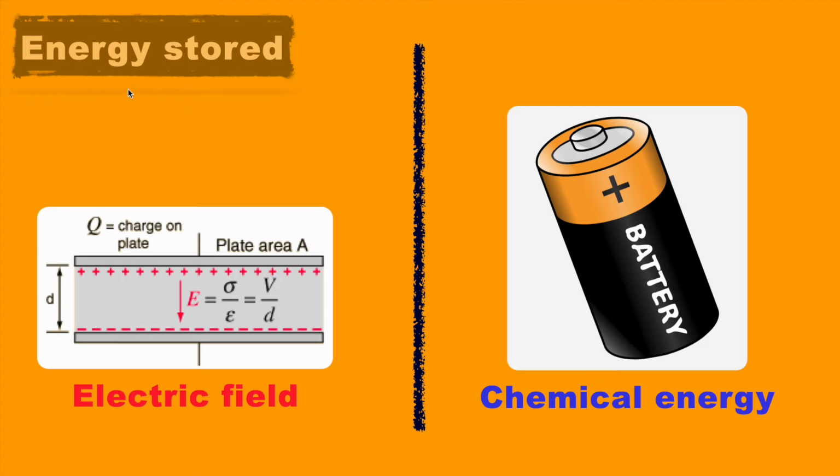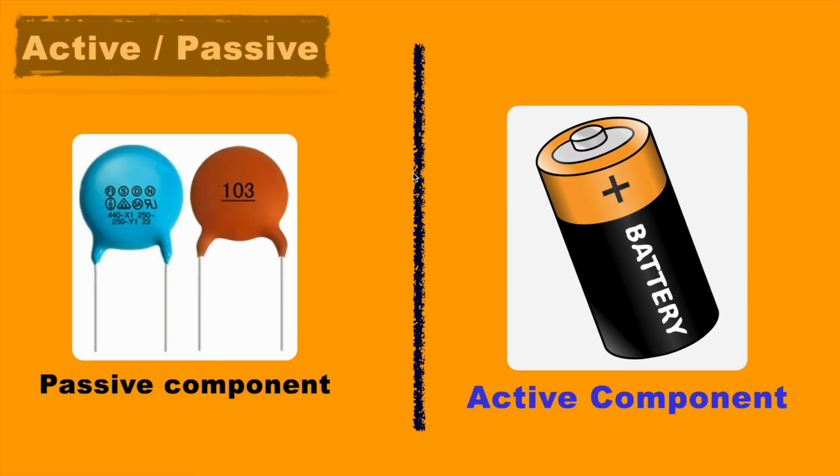Let's see that. First, the way energy is stored in the capacitor and the battery is different. The capacitor stores electrical energy in its electric field, while the battery stores electrical energy in the form of chemical energy. The second difference: a capacitor is a passive device, meaning it doesn't generate or enhance electrical energy, while a battery is an active component and it can generate electrical energy.